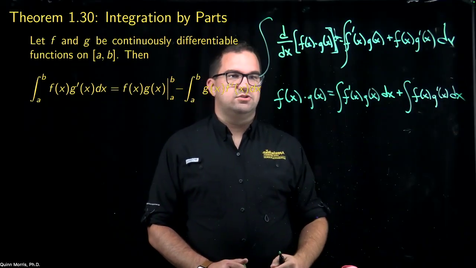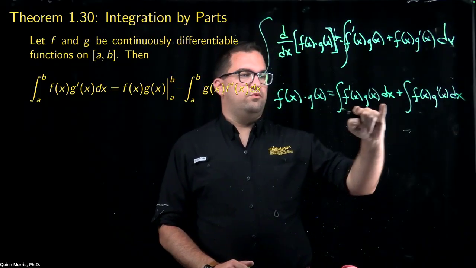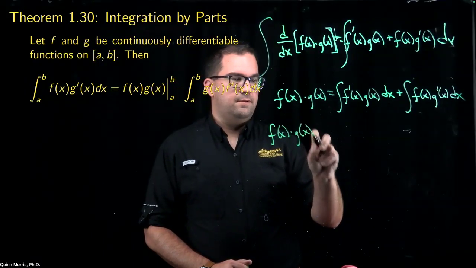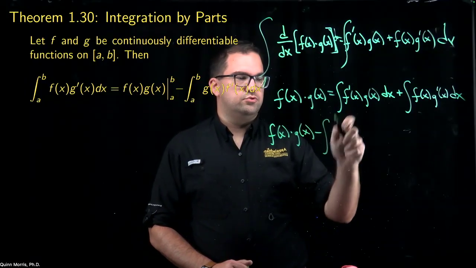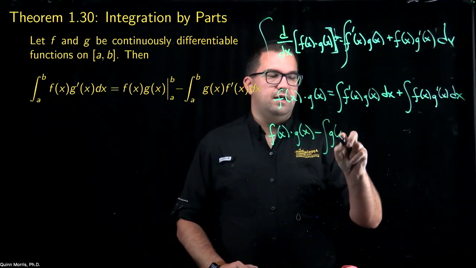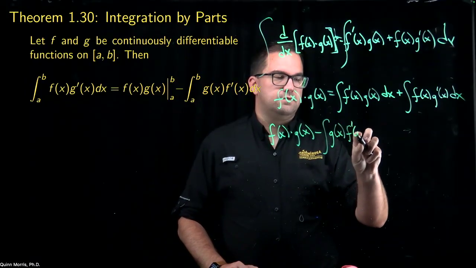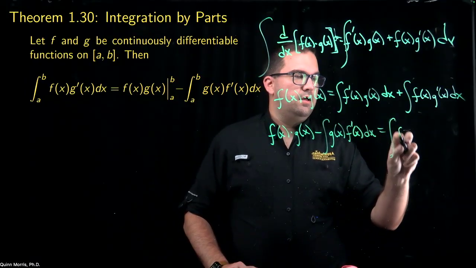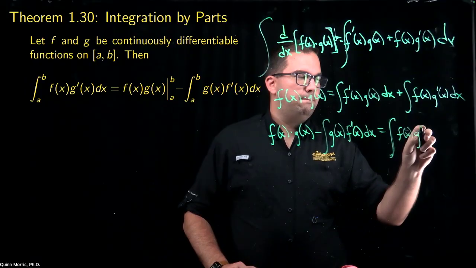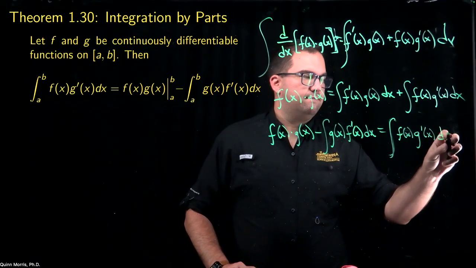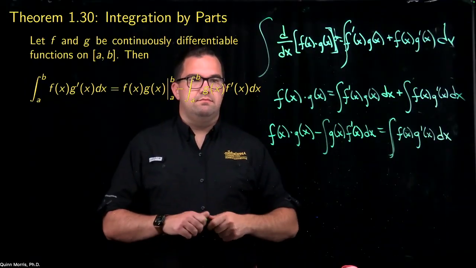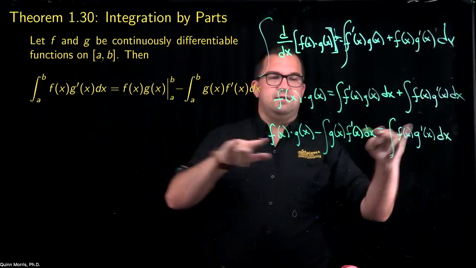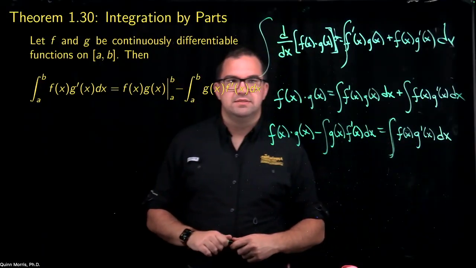And now if I just rearrange this slightly, like I'm going to move this over here. So I'll get f of x times g of x minus the integral of, and I'll just swap the order of these, g of x f prime of x dx is equal to the integral of f of x g prime of x dx. Okay. And this is exactly what we have over here, just without the limits of integration. And I guess I've swapped the sides of the equality, but it's the same formula.